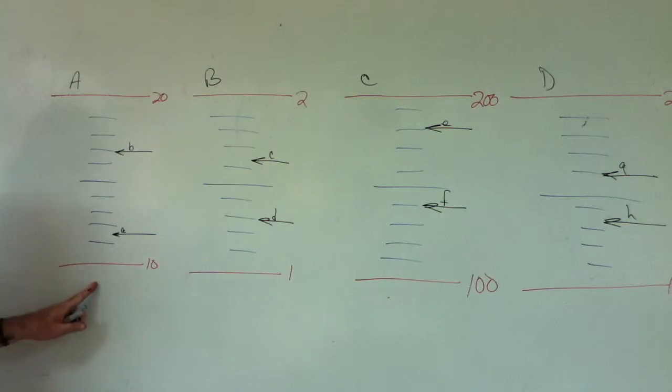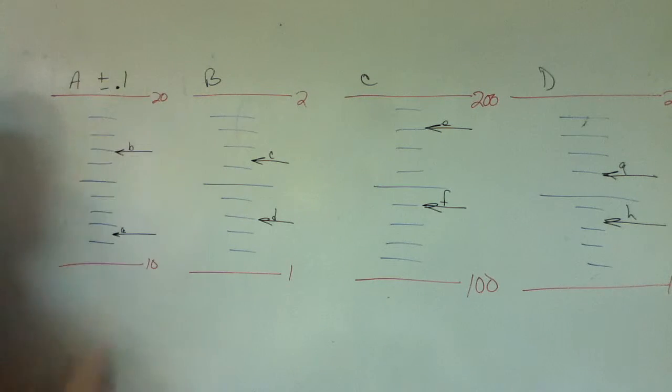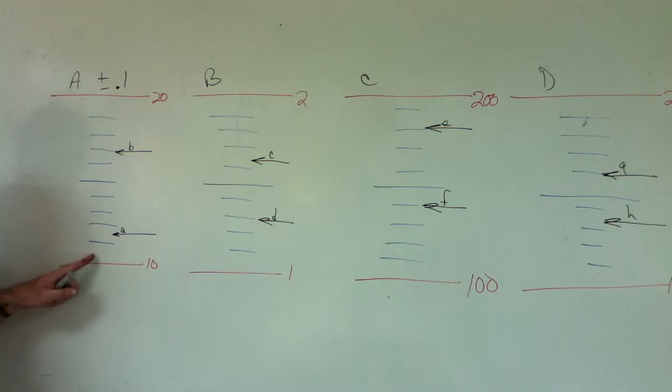What's the precision of A? 1. Plus or minus 1? That's incorrect. Plus or minus 10? That is also incorrect. Plus or minus 0.1. That's correct, because it's the estimation.